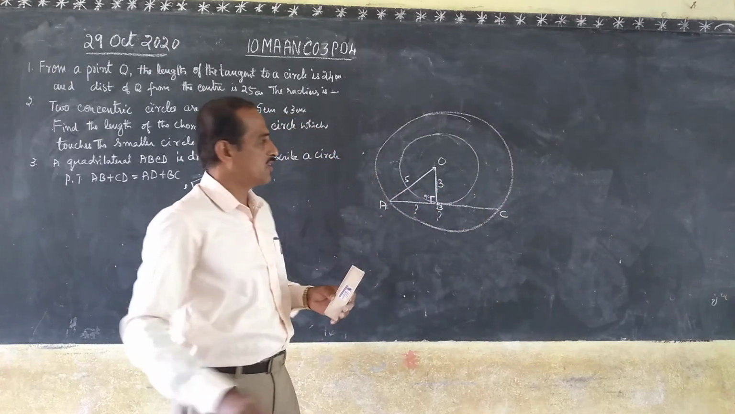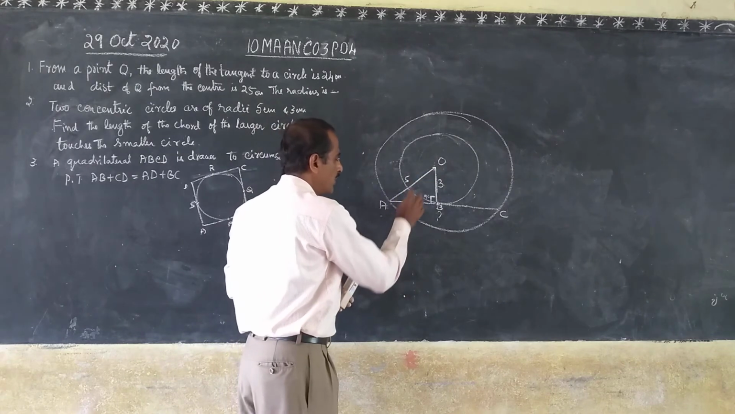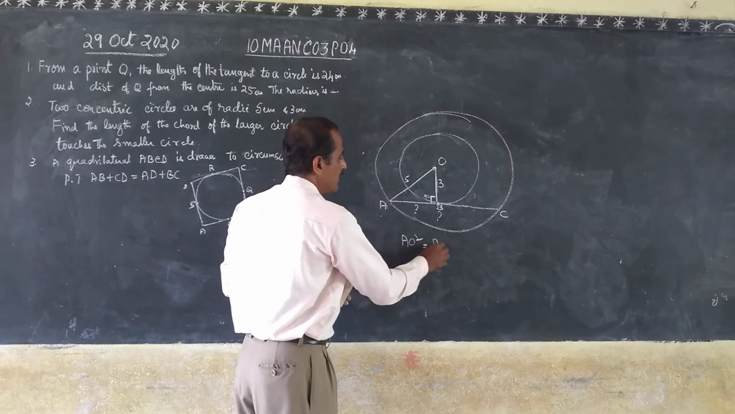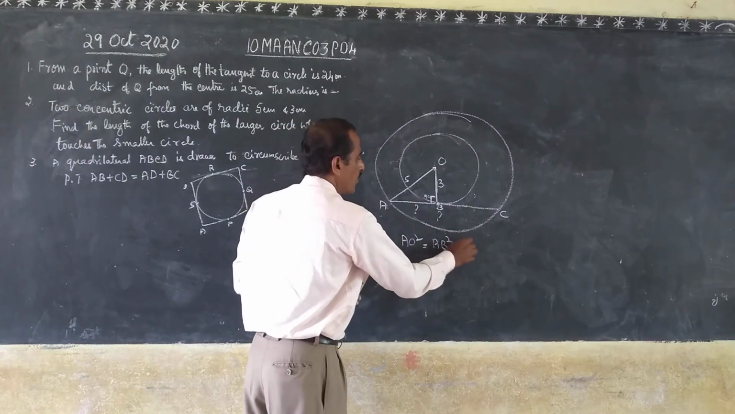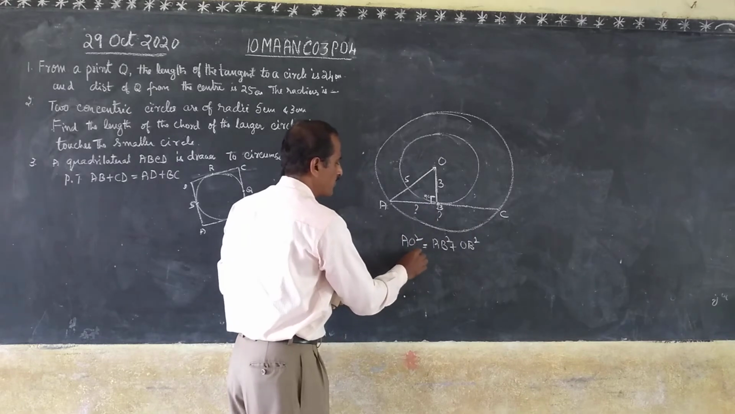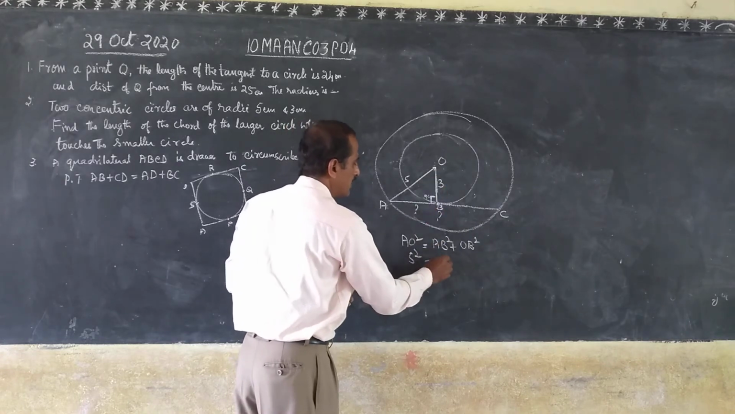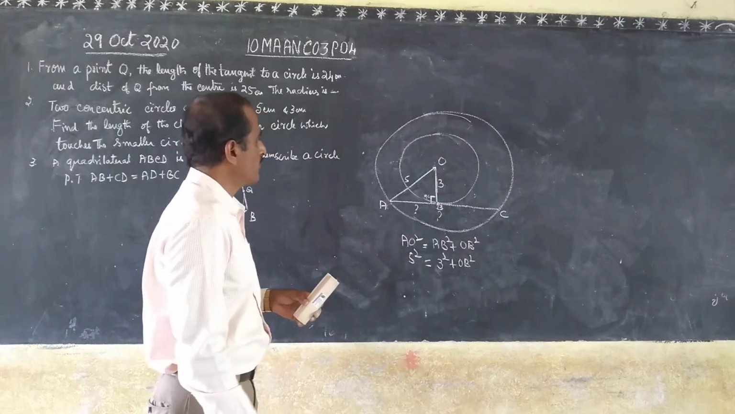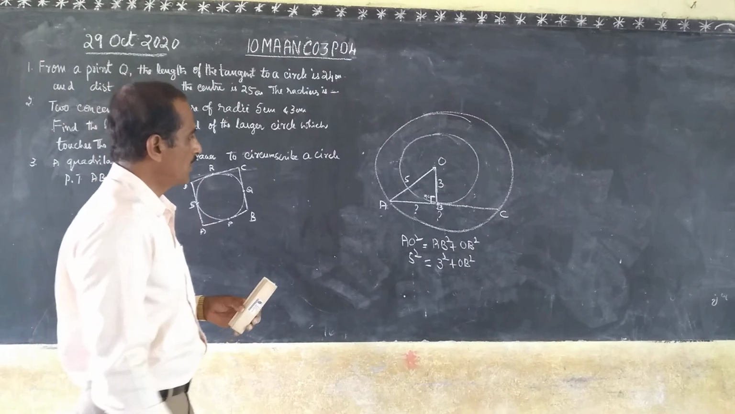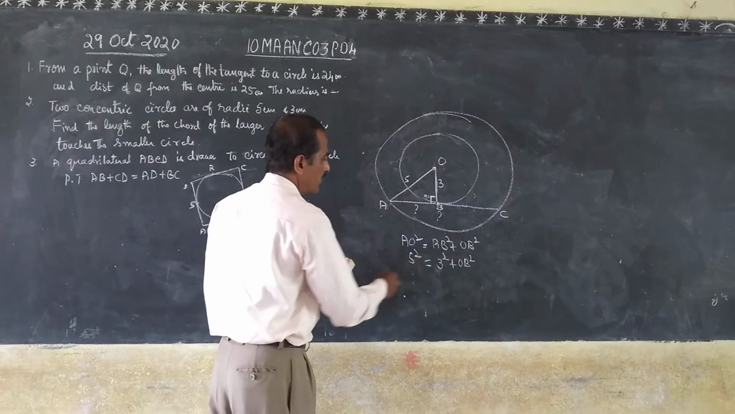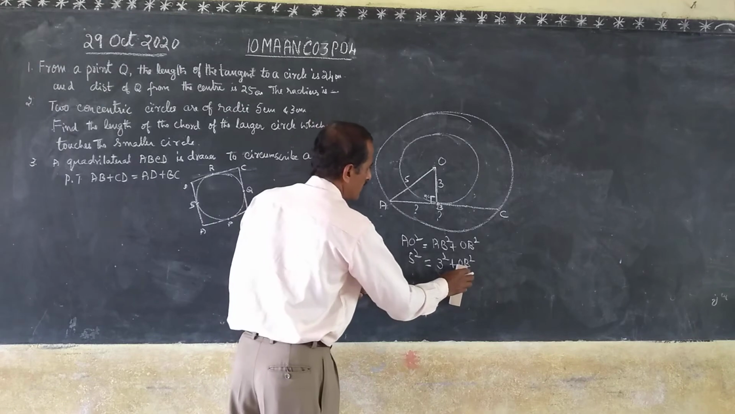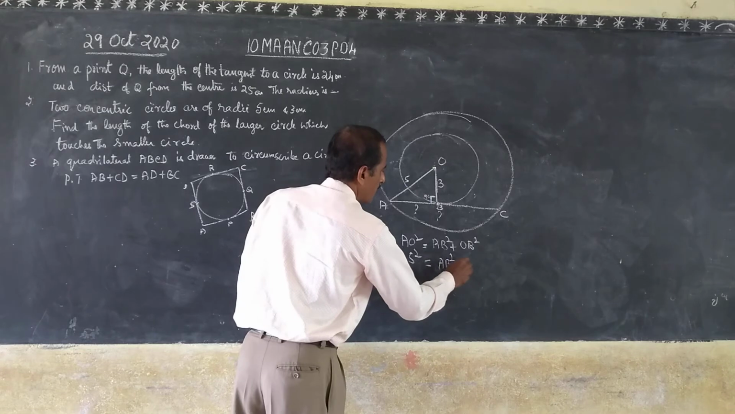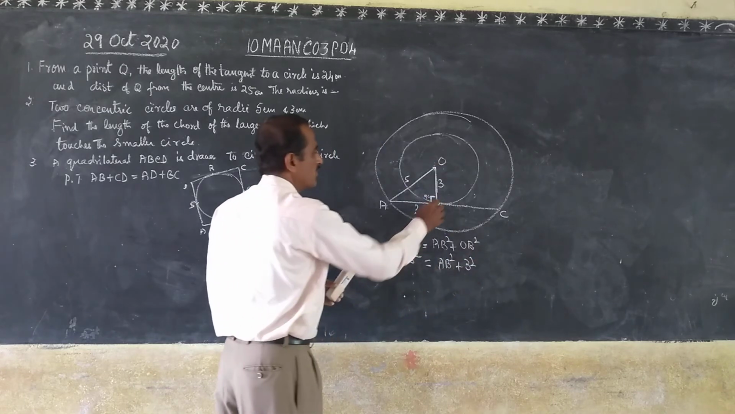Now, according to Pythagoras theorem, we can write the square of the hypotenuse AO square is equal to AB square plus OB square. AO square, it is given, 5 square is equal to AB square plus OB square. OB is 3 centimeter. So 5 square is equal to AB square plus 3 square.